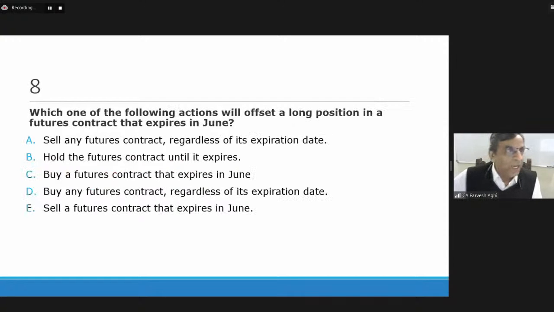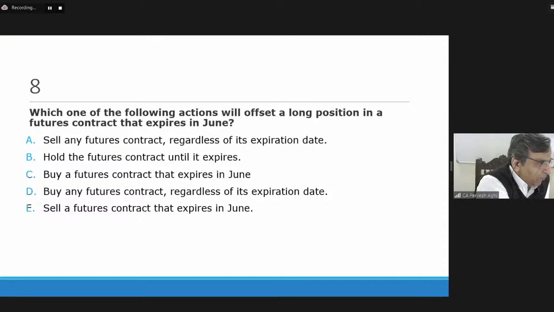Okay, now let's look at 8. Which of the following actions will offset a long position in the futures contract that expires in June? Sell any futures contract regardless of the expiration date, hold the futures contract until it expires, buy a futures contract, or sell a futures contract that expires in June. So please, question number 8. Very important. If you answer this, I think you have understood today's chapter.